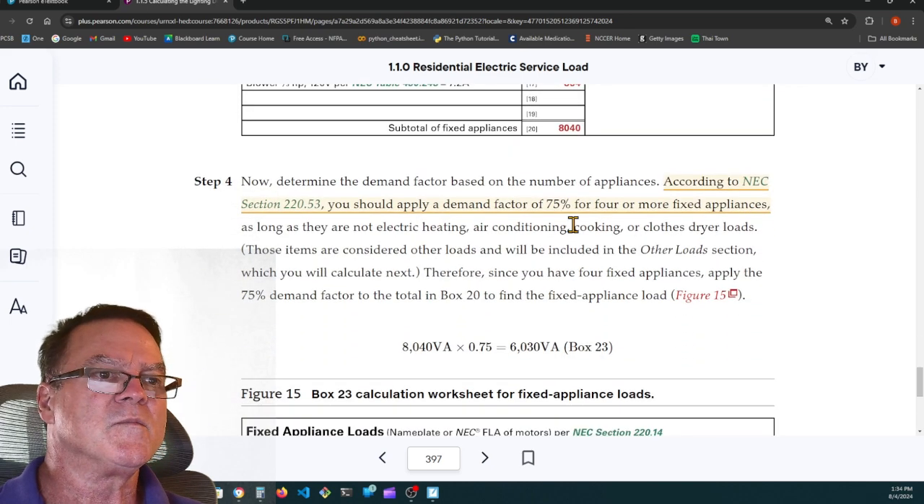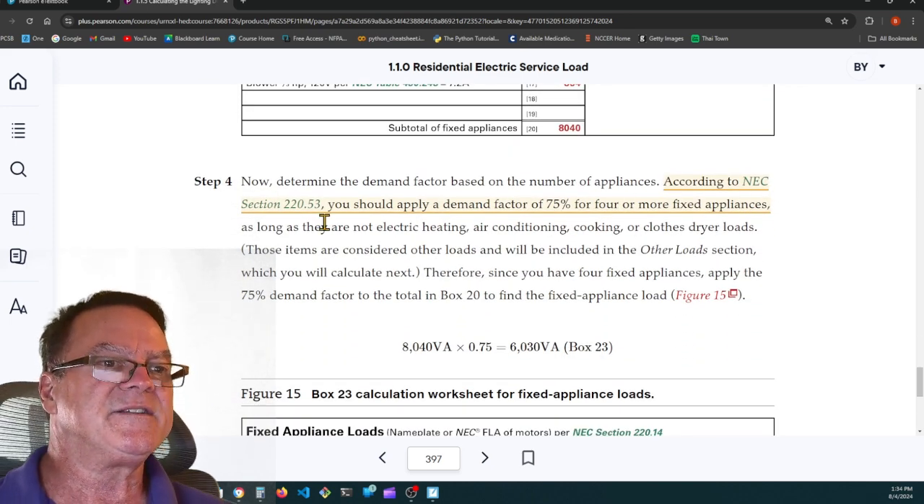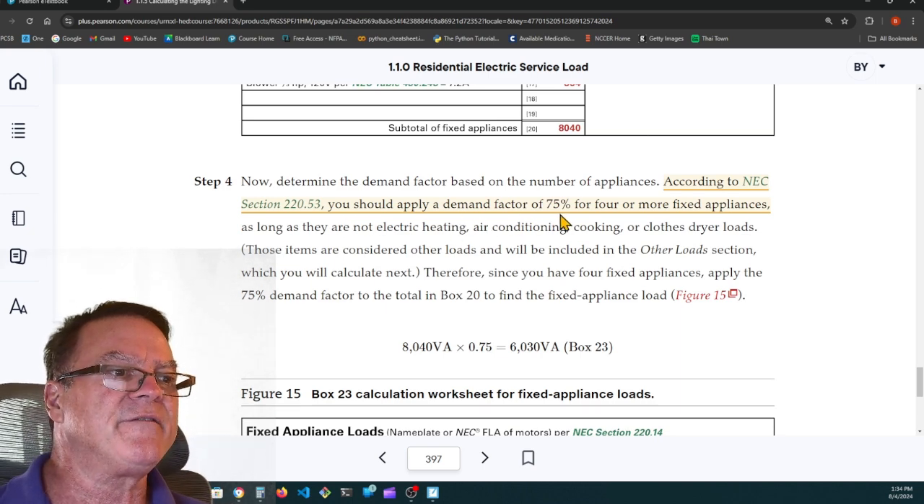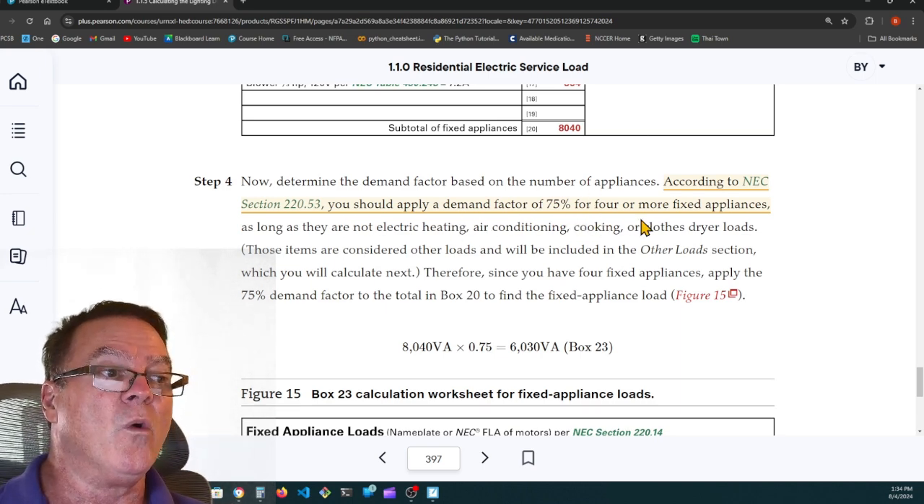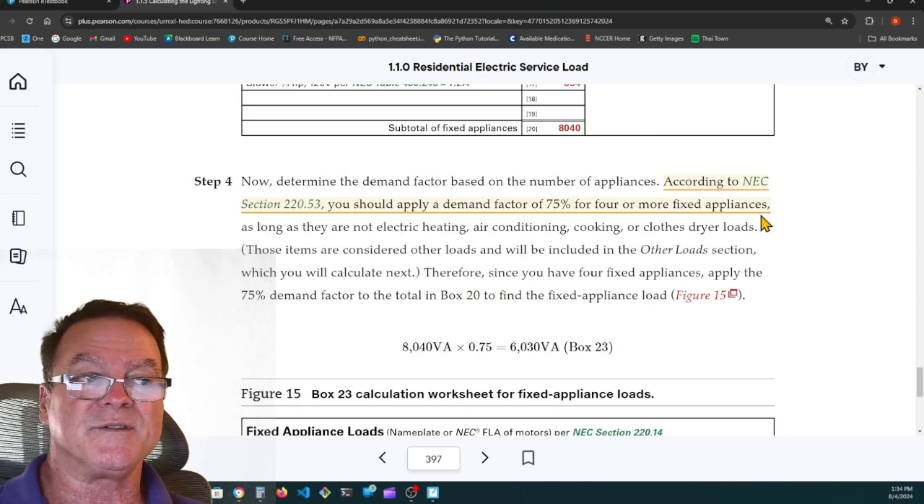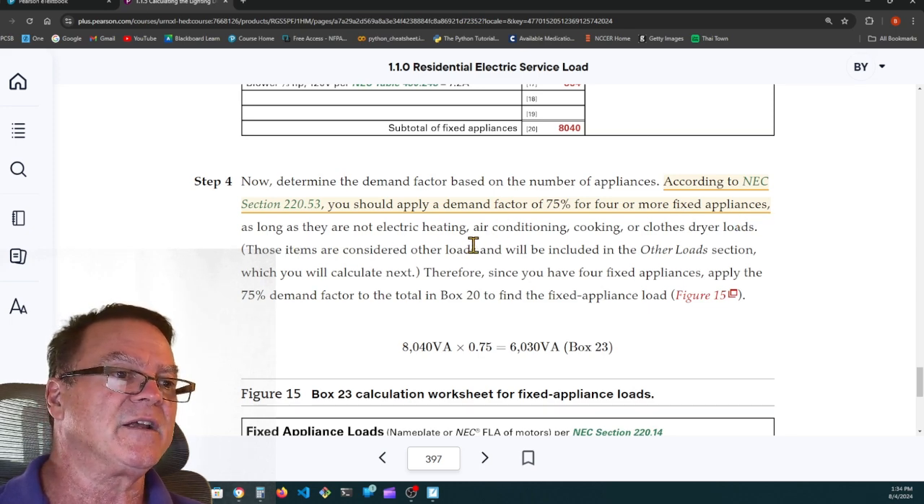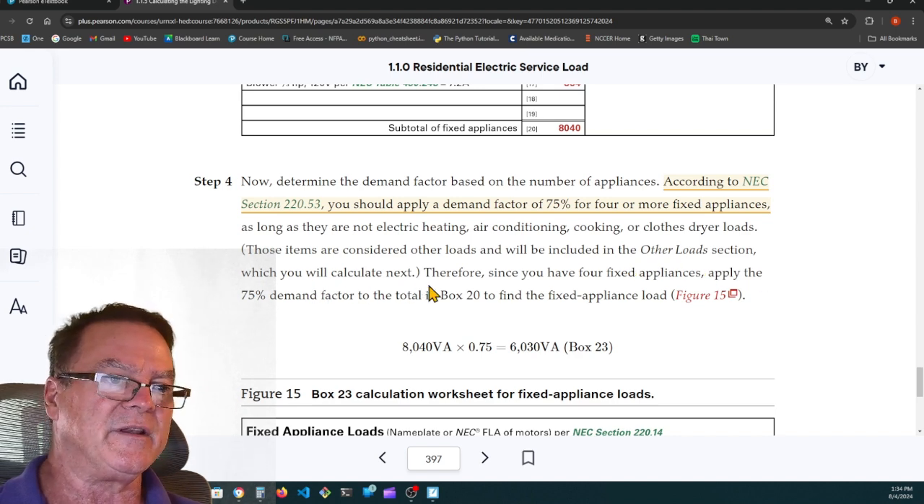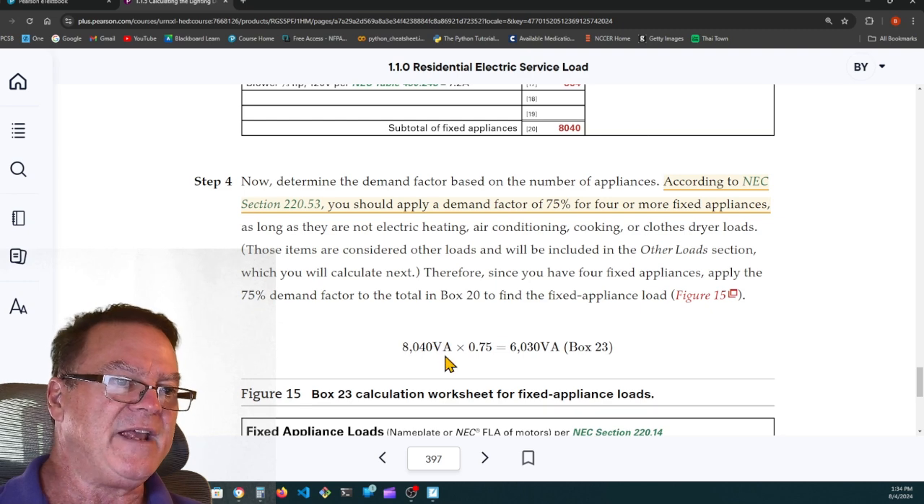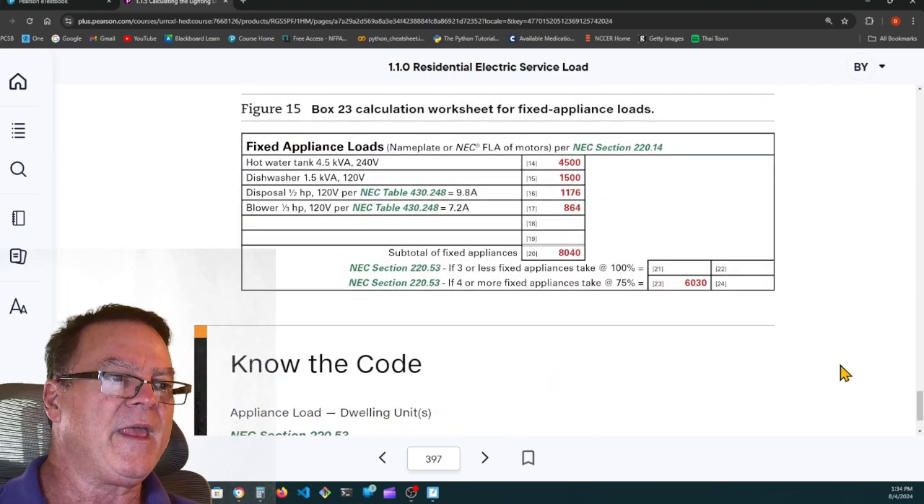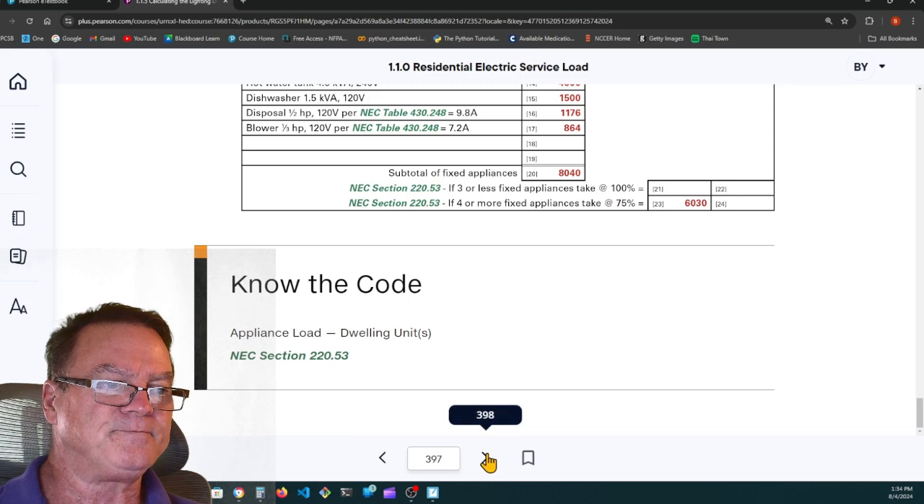Now, here's the highlight. According to NEC section 220.53, you should apply a demand factor of 75% for 4 or more fixed appliances, as long as they're not electric heating, air conditioning, cooking, or clothes dryers. Those items are considered other loads and will be included in the other loads section, which you'll calculate next. So that's 8,040 volt amps times 75%, 6,030. That's what we'll put in this box number 23. Very good.